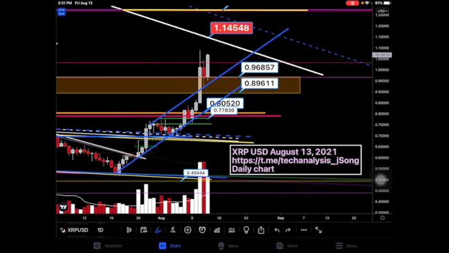First we're going to cover XRP because that's our primary focus in Chartroom on Telegram.